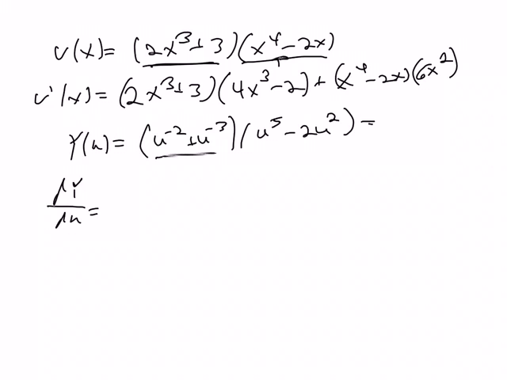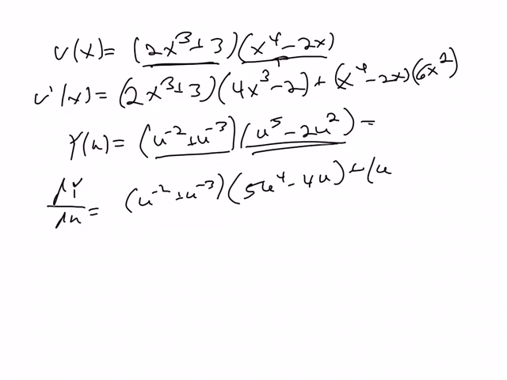Well, so again, we keep this the same, so we get u to the negative 2 plus u to the negative 3 times the derivative of this, 5u to the fourth power minus 4u, plus we keep this the same, u to the fifth power minus 2u squared, times, and now we take the derivative of this, which is negative 2u to the negative 3 plus negative 3u to the negative 4. So that's the derivative.